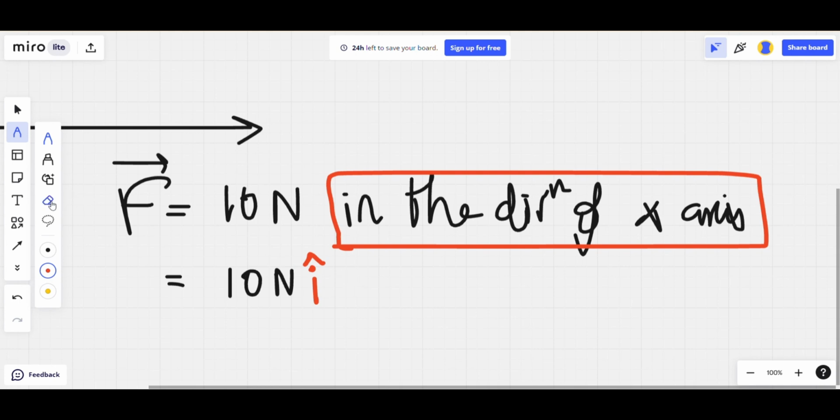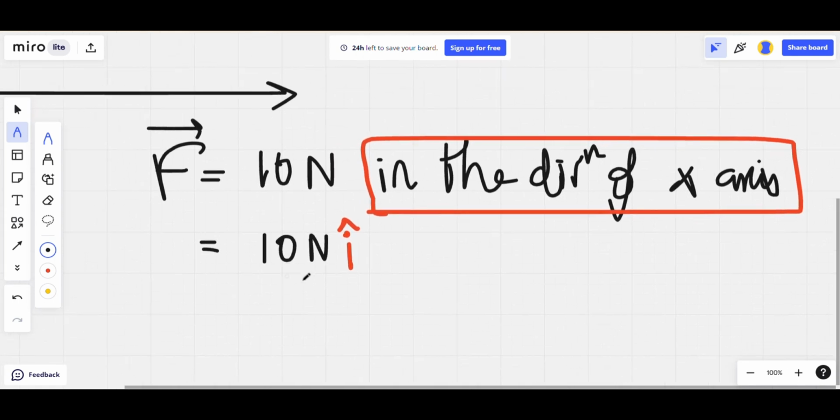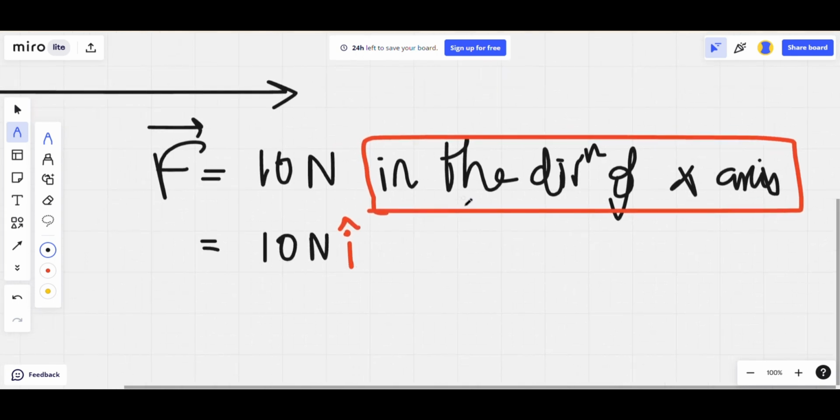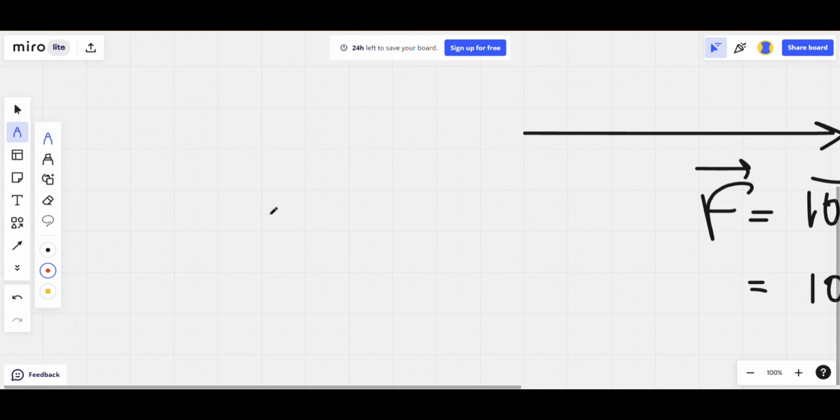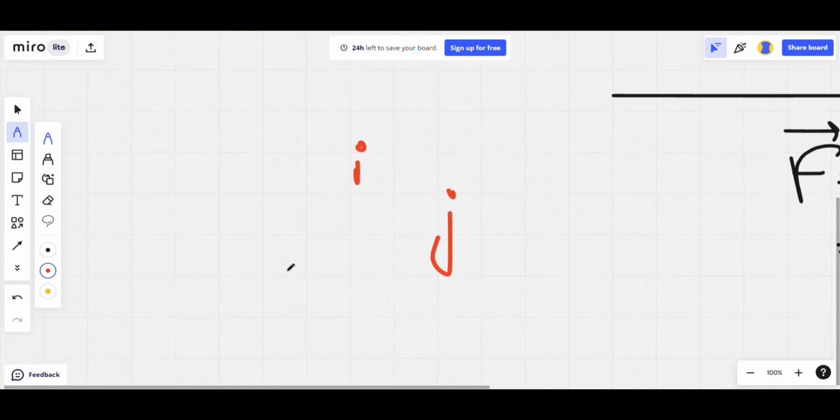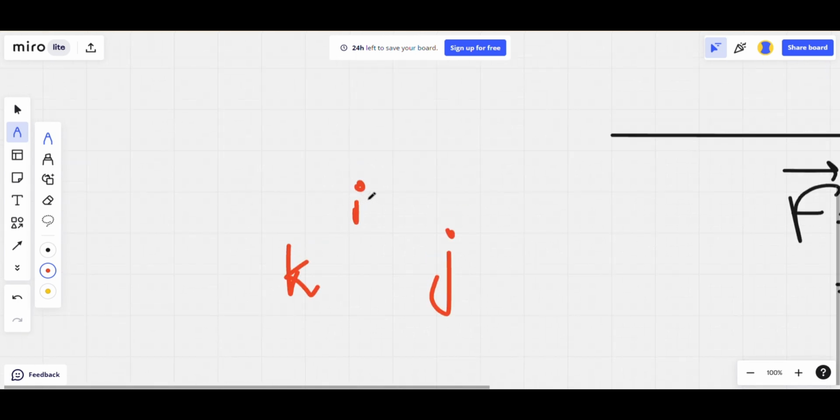Now I'll explain what this is. Scientists were a bit lazy, so they didn't want to write this whole thing. They wanted a smaller way to represent the whole statement without the effort of writing it all down. So they brought out 3 variables: I, J, and K. When they're called unit vectors, we represent them with a small cap on top. So we call them I cap, J cap, and K cap.